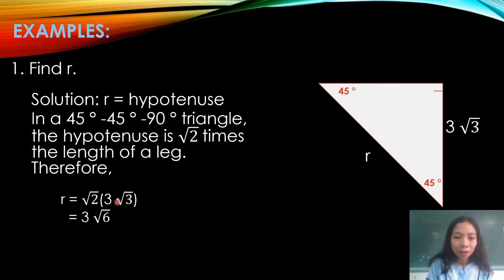And then, the 3 outside the square root of 3 will be multiplied by the number outside the square root of 2. Since there is no number, it means that it is 1. So 1 times 3, that is 3. So our product is 3 times the square root of 6. So that is now the value of R, or the hypotenuse.